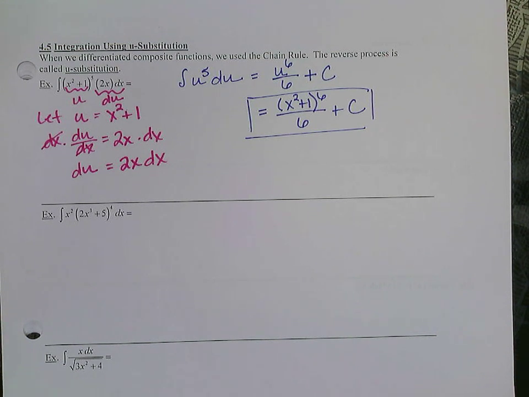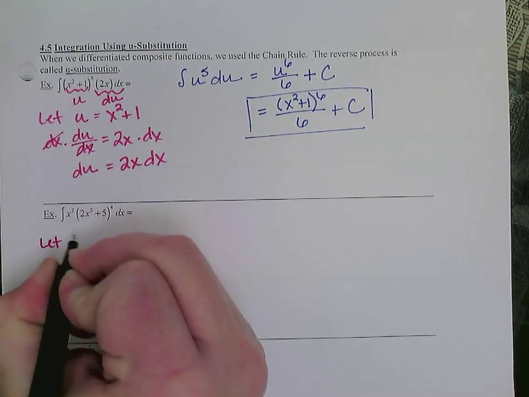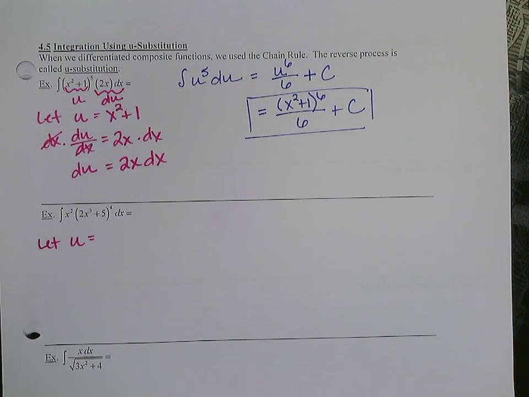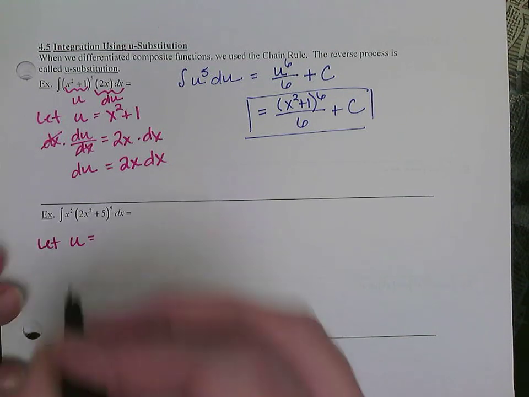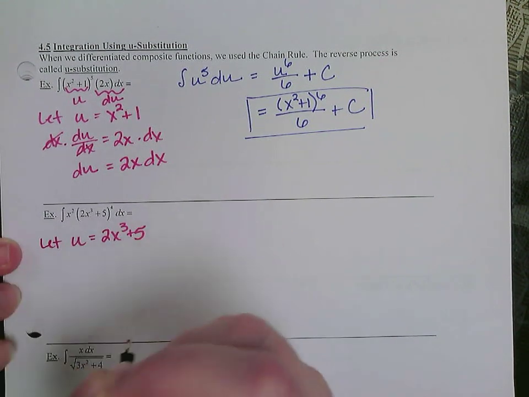All right, so let's say that we're taking the antiderivative of x squared times 2x cubed plus 5 to the 4th with respect to x. Again, expanding this out is not something that I want to do. So I'm going to try U-substitution. Okay, do you guys want to try that? So let u be the 2x cubed plus 5. So the stuff inside the parentheses.